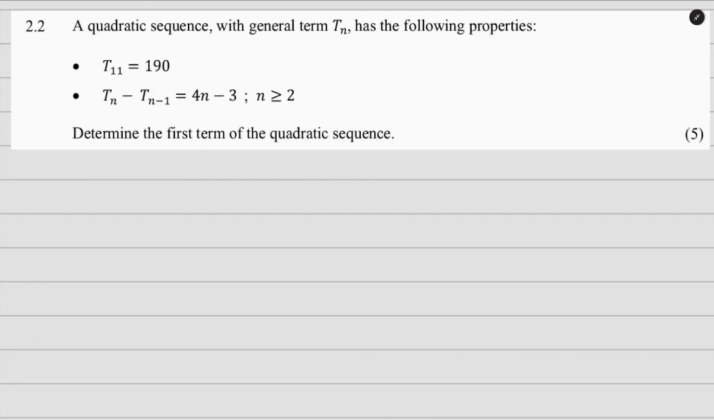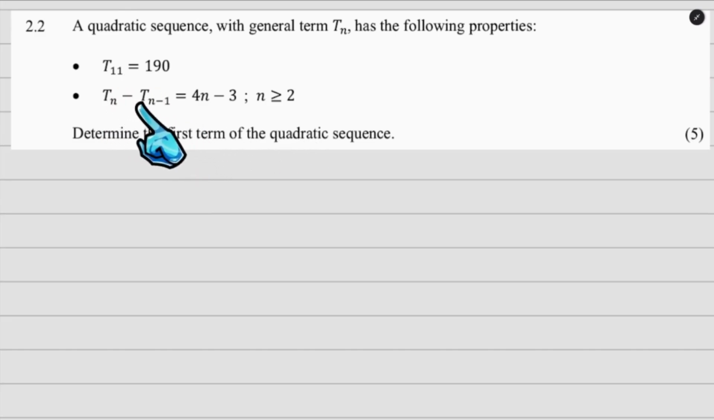Question 2.2. Yes, this is a little bit overwhelming. Okay, we've got a quadratic sequence. At least they told us what type of sequence it is. And we've got a general term with the following properties. Term 11 has a value of 190. And Tn minus Tn minus 1 equals 4n minus 3, so long as n is equal to 2 or bigger. And they want us to determine the first term of the quadratic sequence.